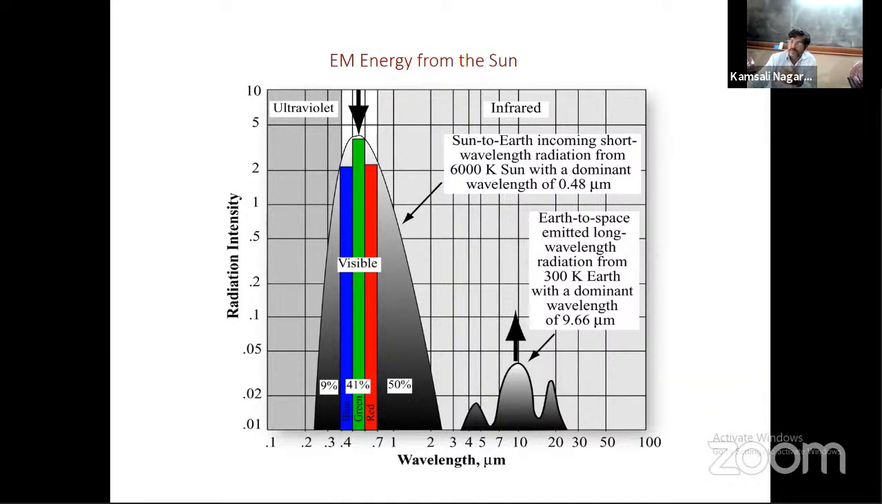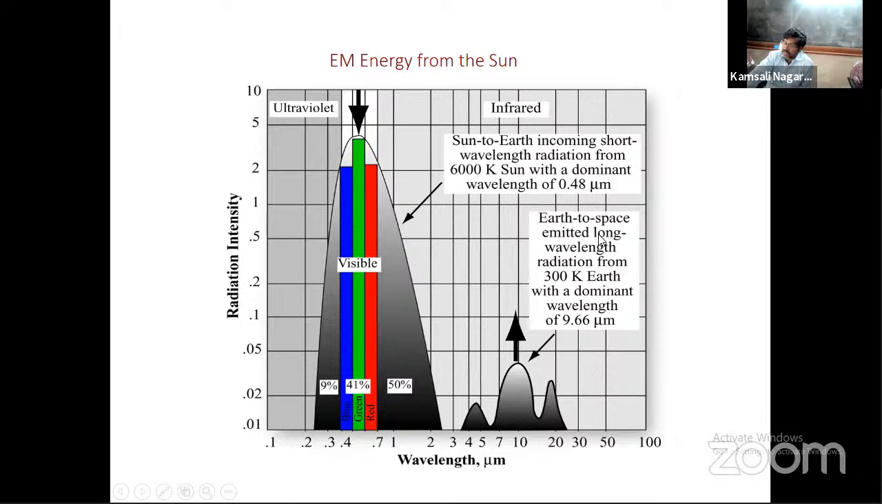Even within the visible region, about 9% falls here, about 41% here, and 50% here. Ultraviolet is about 9 plus a few percent. The sun to the earth is incoming short wavelength radiation from about 6000 degree Kelvin with a dominant wavelength of about 0.48. You can work it out with 5800 degree Kelvin or something like that. If you use 6000 degree Kelvin, you'll get 0.48 micrometer. The sensor should peak at 0.48.